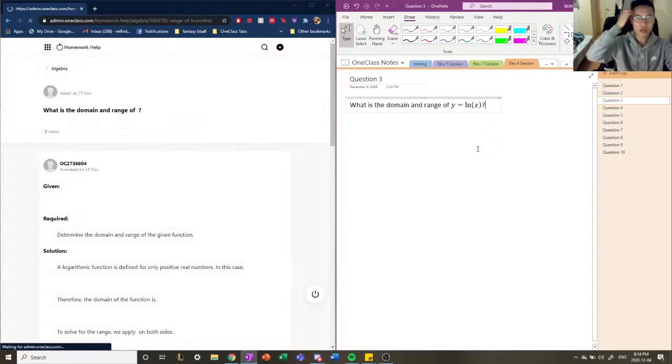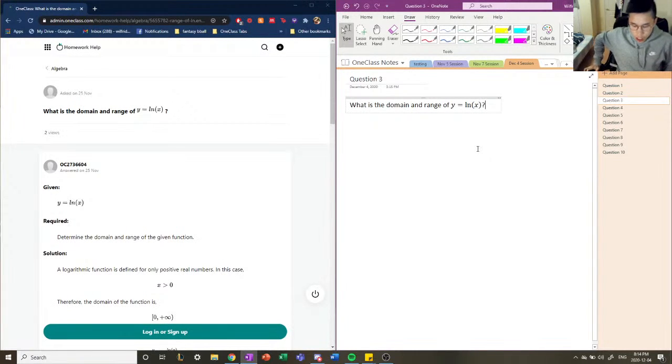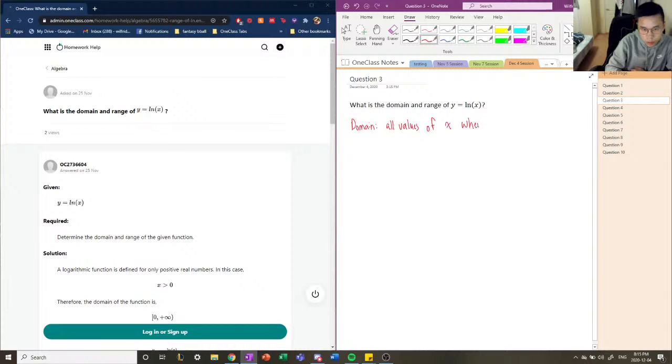All right, so what is the domain and range of y equals ln x? So the domain is defined as all values of x where f of x is defined. So what that means is that it doesn't go to infinity, it doesn't make an undefined number, it doesn't make a complex number, I guess. So that's what a domain is. That's all the valid values of x where f of x is defined.